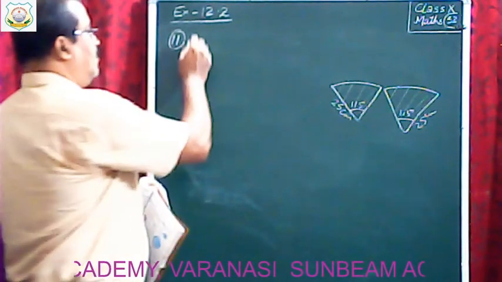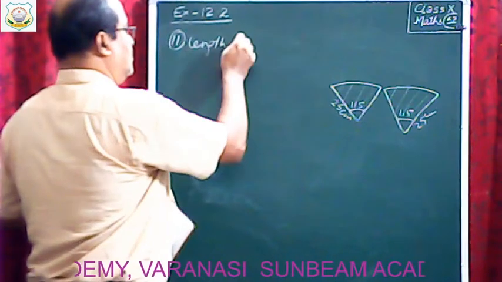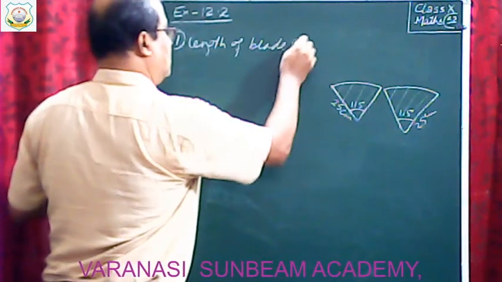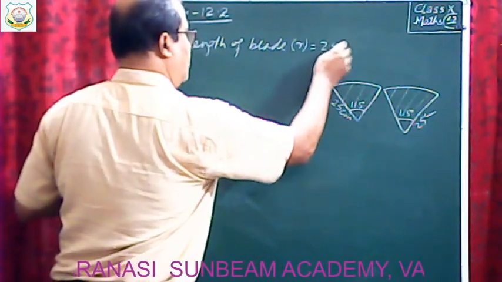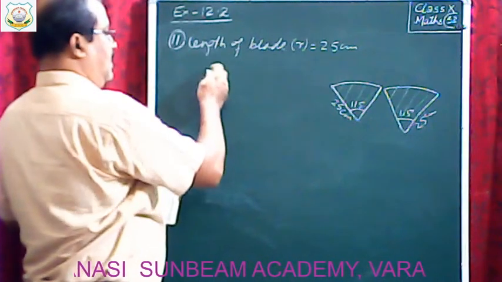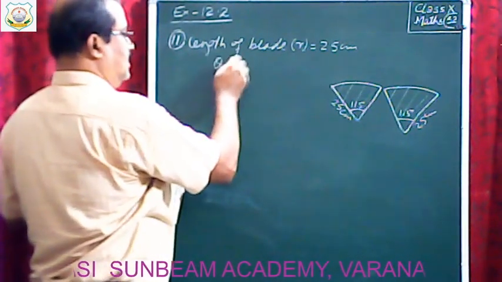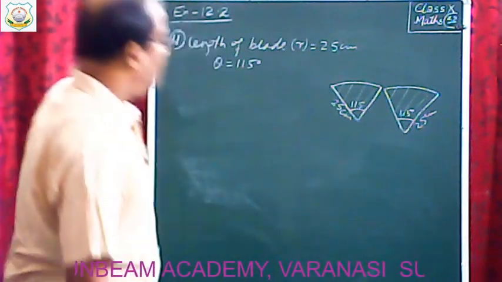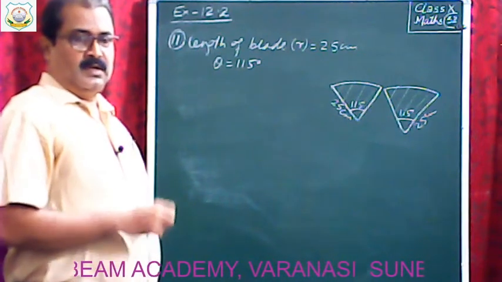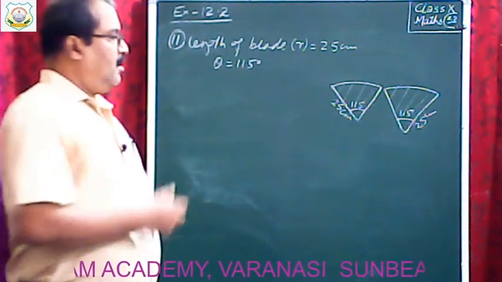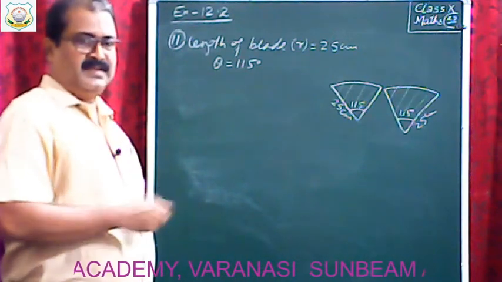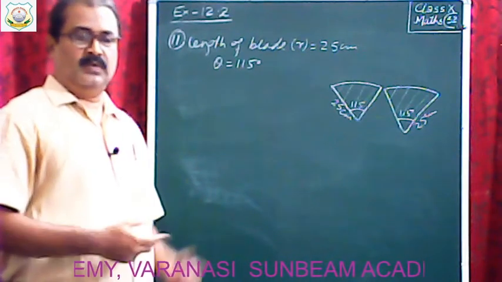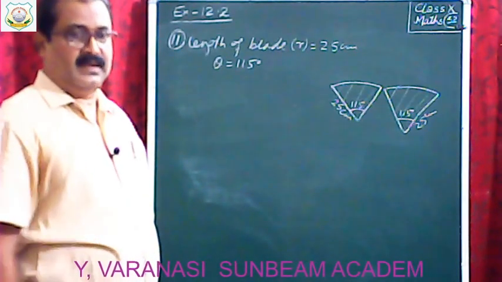So length of blade is given, that is radius 25 centimeter, and theta equal to 115 degree. Two sectors are formed. You have to find area of both the sectors, but dimensions of sectors remain the same. Better you find area of one sector, then multiply it by 2. We get area cleaned by the blades.